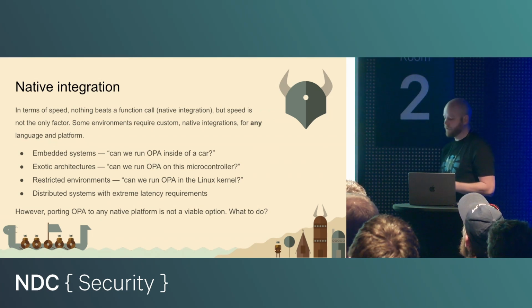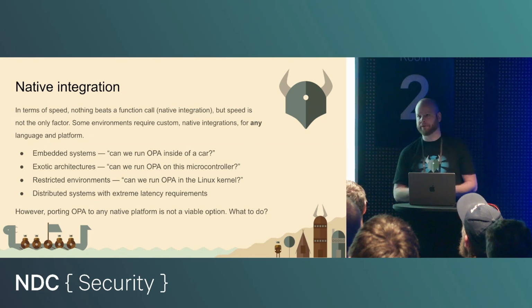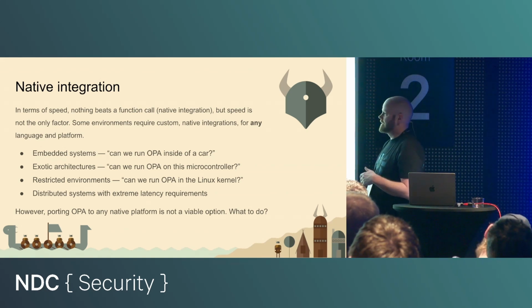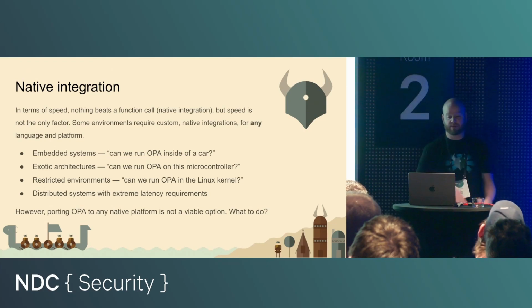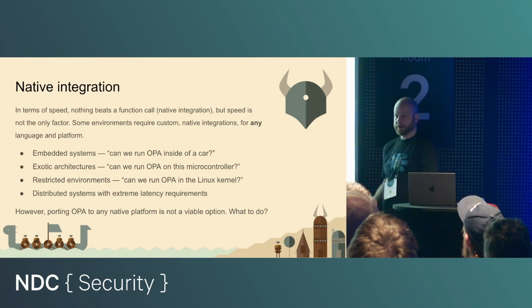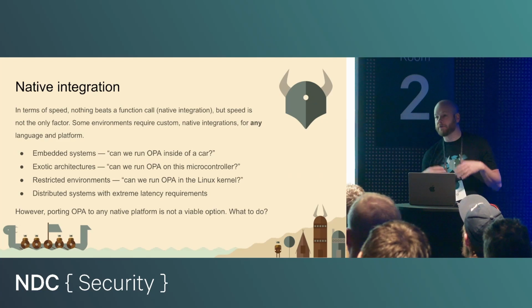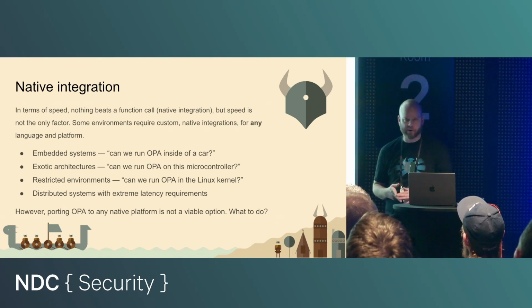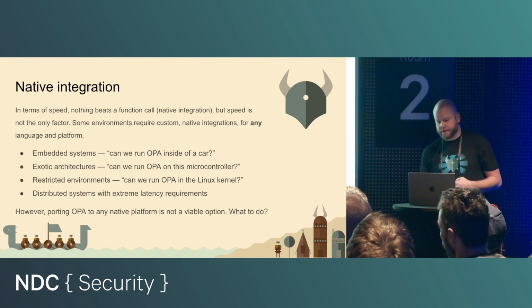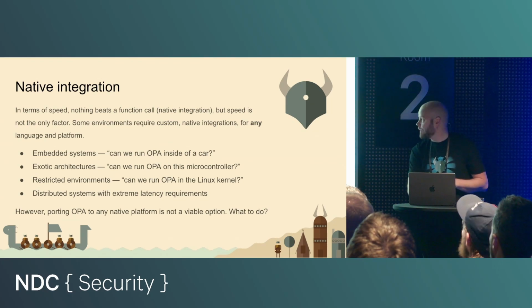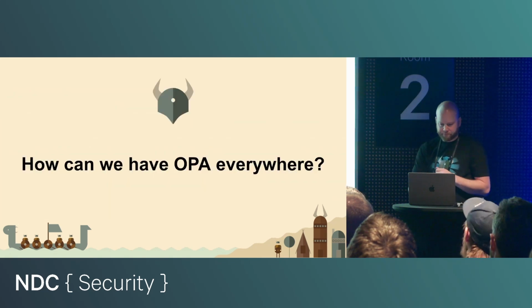Can we run this on this microcontroller? No, can't. A binary is 50 megabytes, and you only have like 2 megabytes, I don't know. Can we run OPA inside of the Linux kernel, which is C? No, can't. And so on and so forth. We can't really go native with OPA. For most of these Kubernetes-type deployments, which I'm sure most of you will be working with, it's fine. But there are a few of these more extreme requirements where we can't really run OPA today, which is a shame.